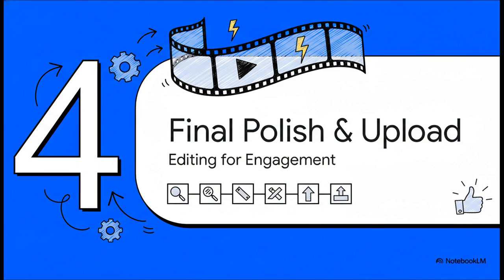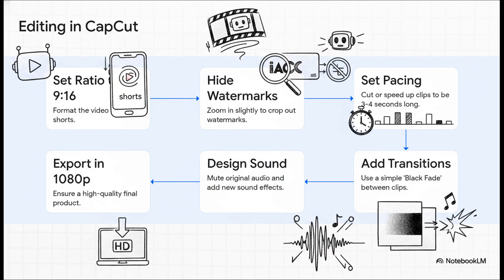All right, you've got your animated clips. Now it's time to assemble them in an editor to maximize their impact. This is where you transform a collection of clips into a really compelling story. The editing process in CapCut is pretty straightforward, but it's so critical. The key here is pace. Keep your clips short, like 3 to 4 seconds max. Use smooth black fade transitions to keep the flow, and add powerful sound effects to really amplify the emotion of each scene.